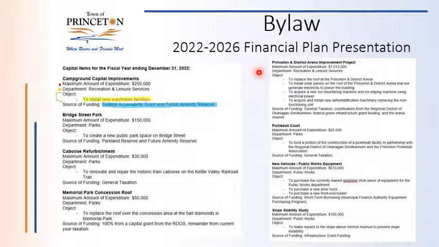So the sources of funding, we have a federal infrastructure grant pending on this project for approximately 75% of the entirety of the project, so about $750,000. The regional district will contribute a portion of the funding as per our cost-sharing agreement for recreation. We have an arena reserve that was earmarked to assist in rebuilding the roof.